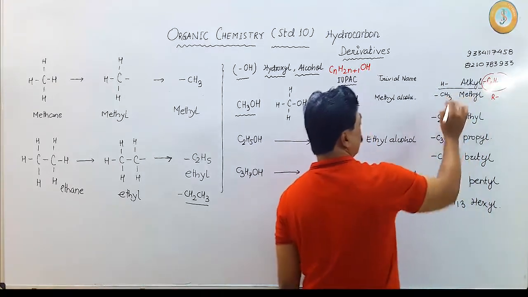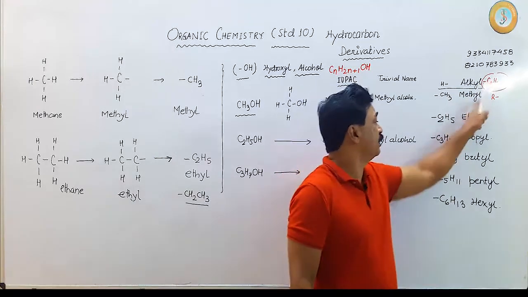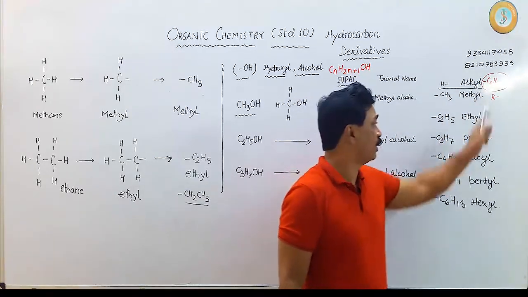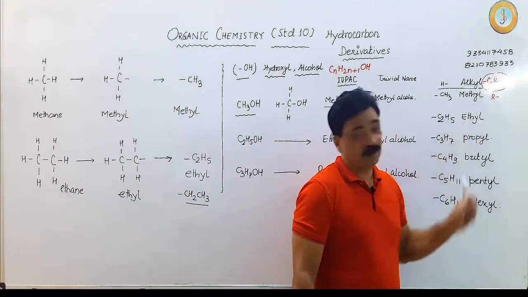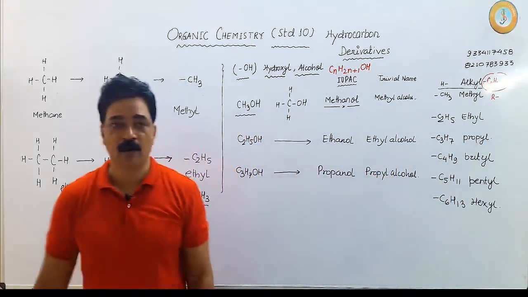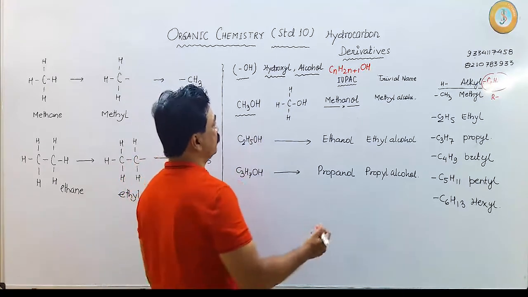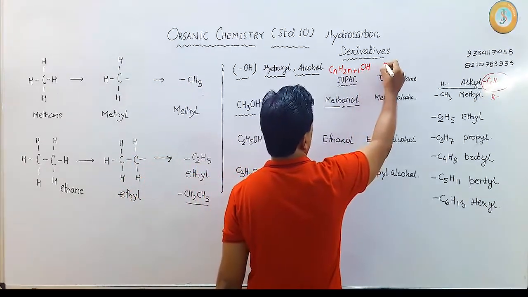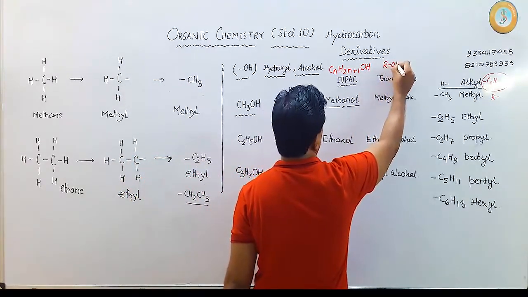R dash first member is CH3. R dash second member is C2H5, R dash third. So this is an alkyl group denotation. We denote it that way, R. That means the general representation or general formula is this, and the general representation is ROH.